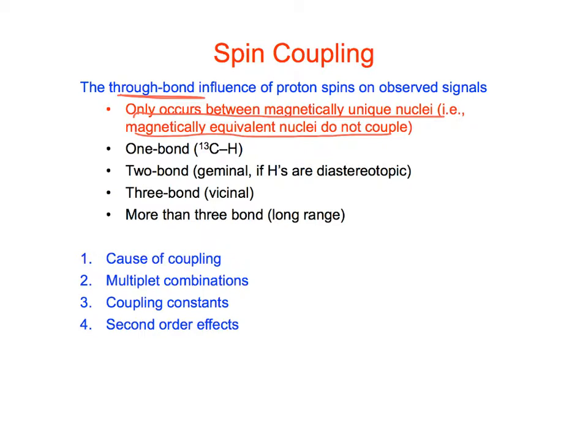We could have one bond coupling, which would just be from a proton to the C13 carbon that it's attached to. We can have two bond coupling, which would be geminal coupling, the coupling between two protons that are on the same carbon. This is what we see when we have diastereotopic CH2 groups. Three bond coupling is the more common one that you learn about in organic chemistry, and there are some longer range couplings as well.